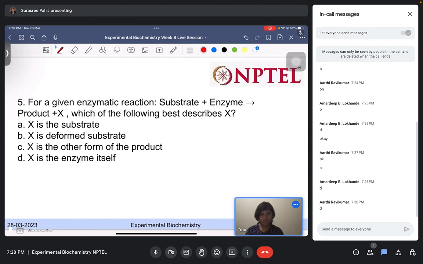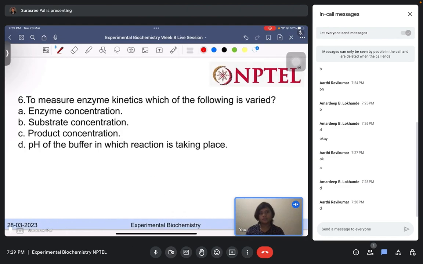Okay, yes, D is the correct answer, because we talked about this, that the enzyme acts as a catalyst, so it does not change. So this X will actually be the enzyme itself. Next question.